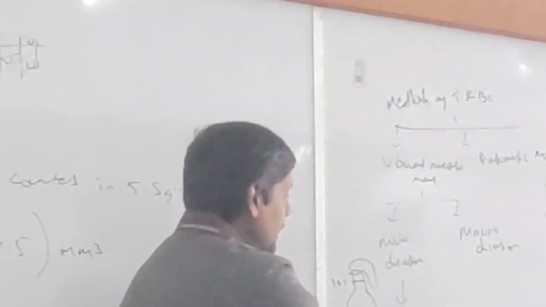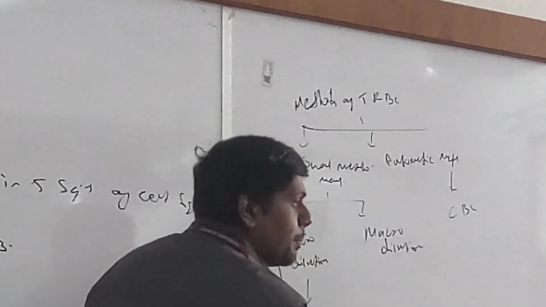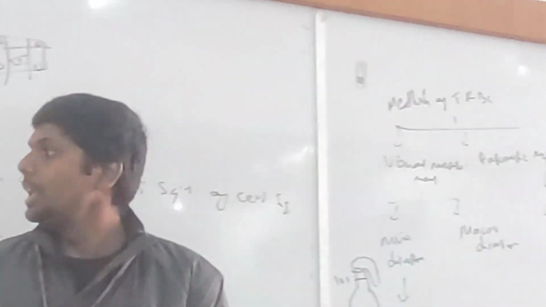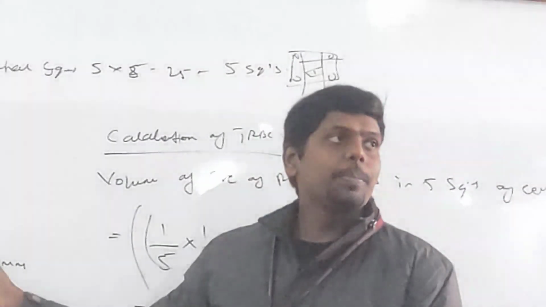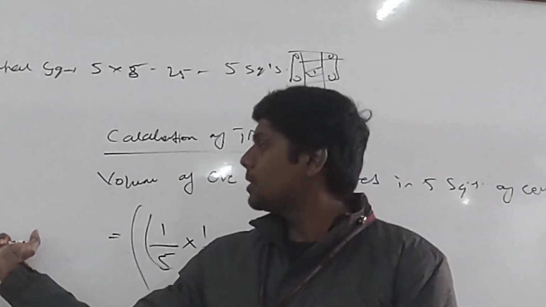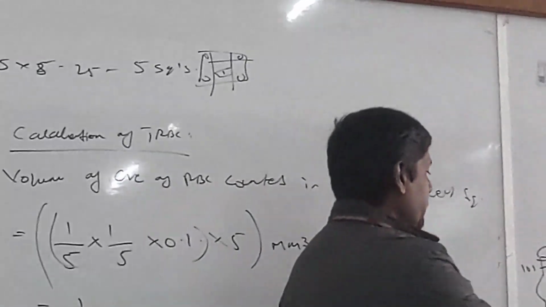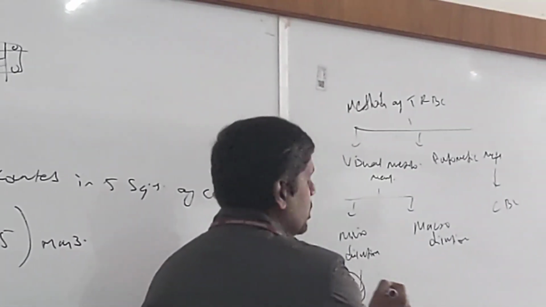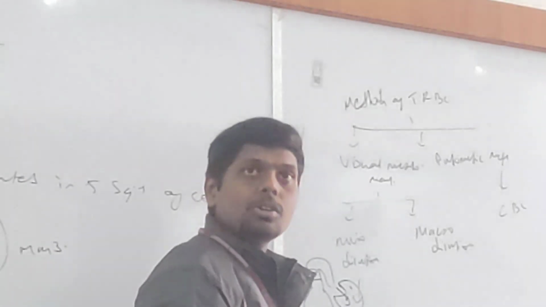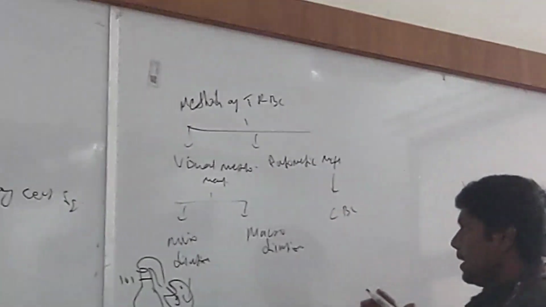We will dilute them. Then we will charge this diluted sample in the Neubauer chamber. First you will clean the Neubauer chamber, then place the cover slip. After keeping the cover slip, you will charge the Neubauer chamber from the side. So that's it. The problem with this microdilution is mouth pipetting. Mouth pipetting is not safe, as we already know. So we came with the macrodilution method.